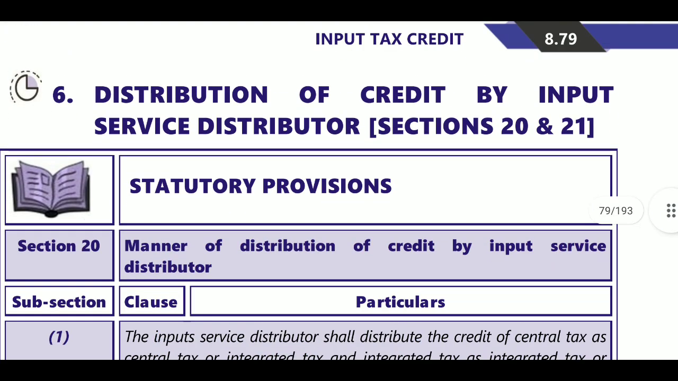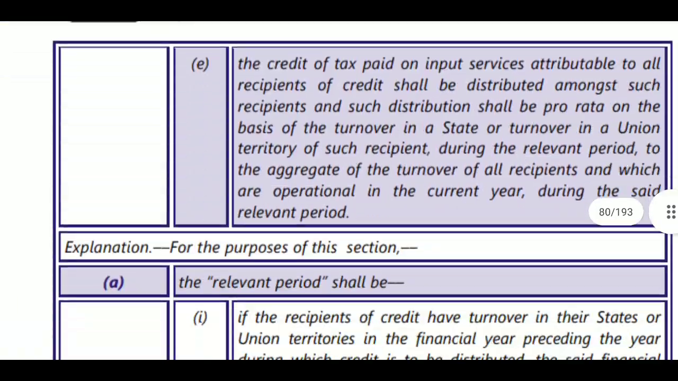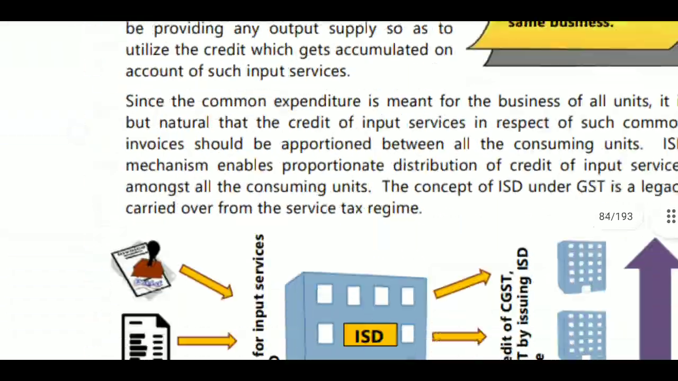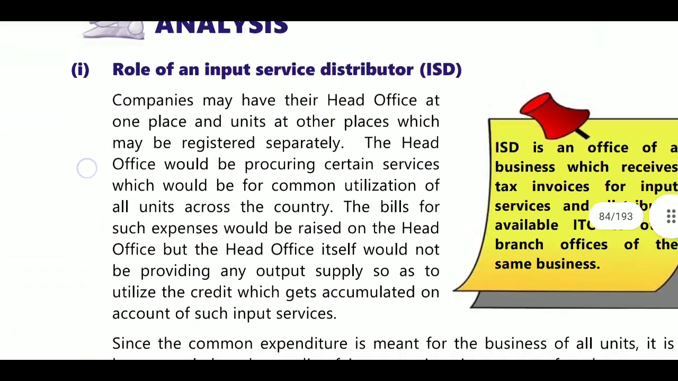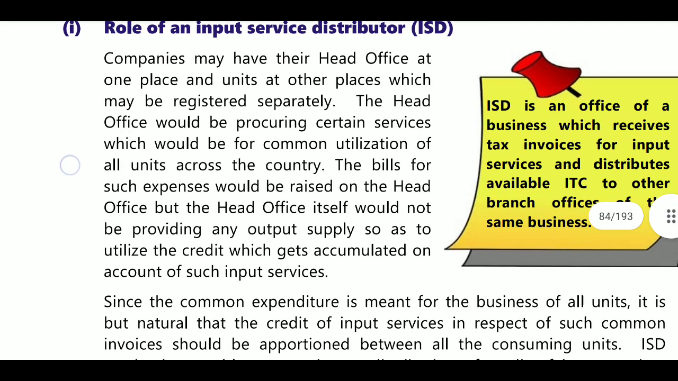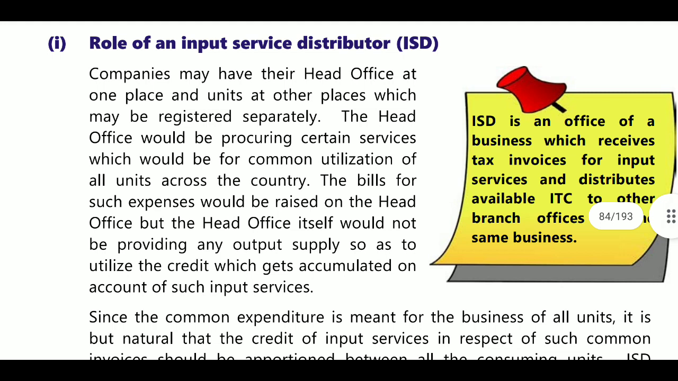Next, Section 20 and Section 21, that is, distribution of credit by an input service distributor. Here the input service distributor, ISD, we will call as ISD. What is the role of an input service distributor? An ISD is an office of a business which receives tax invoices and distributes the available ITC to other branch offices of the same business.